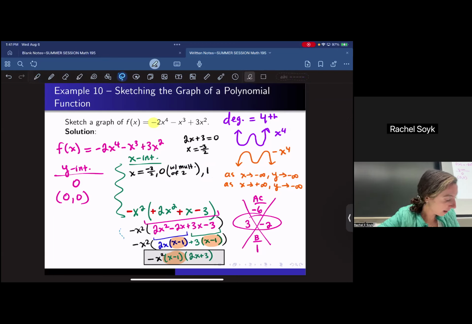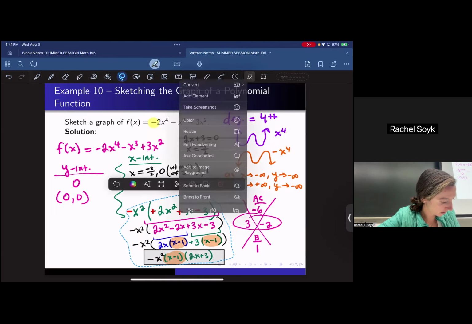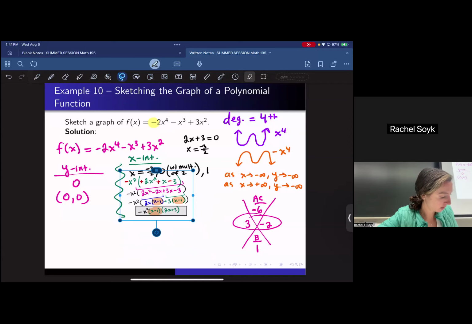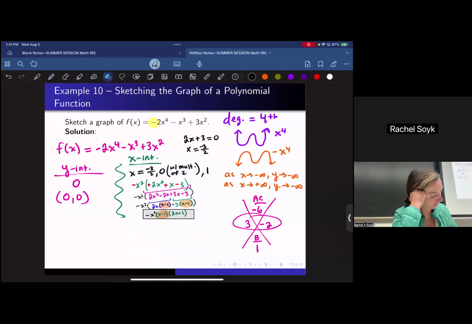And so now we have everything we need in order to sketch out our graph. I'm just going to shrink this so that we have some more space. And then I'll put the graph right below.